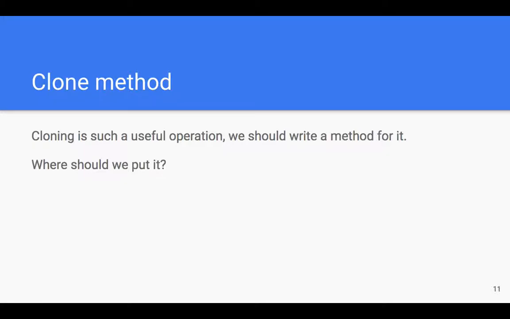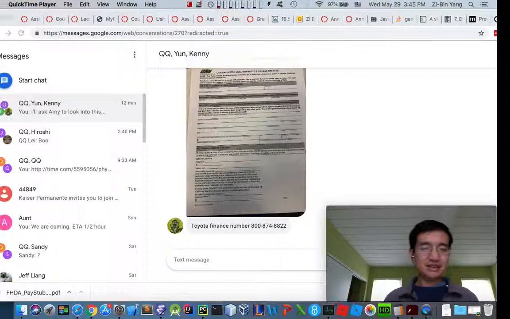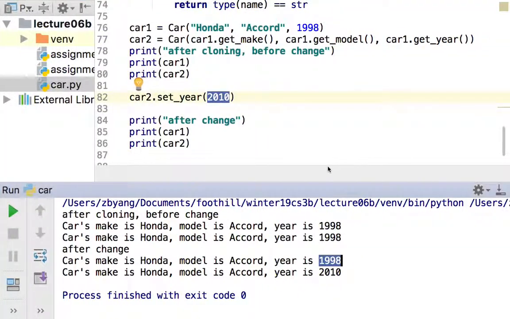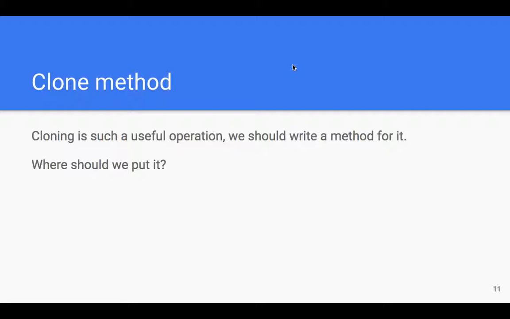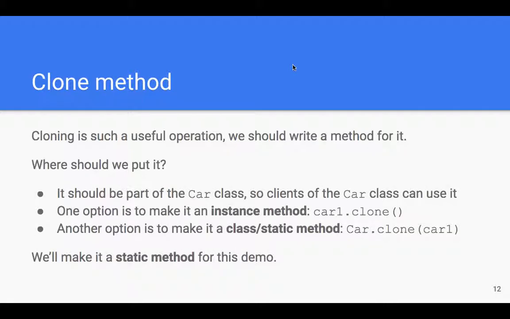Okay, so cloning, as I said, is actually a very common operation. So instead of writing ad hoc a few lines of code, we really should make it into a method. And where do we put the method? Well, because we're cloning a car, we should really make it part of the car class, so any clients, of which there could be potentially many, can use the cloning method.